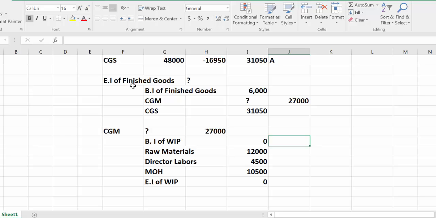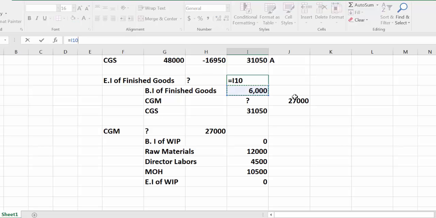What is the cost of ending inventory of finished goods? We are going to use that formula. We add the BI of finished goods and the CGM, then subtract the CGS to find the ending inventory. So this value is going to be the beginning inventory of finished goods, plus 27,000 cost of goods manufactured.